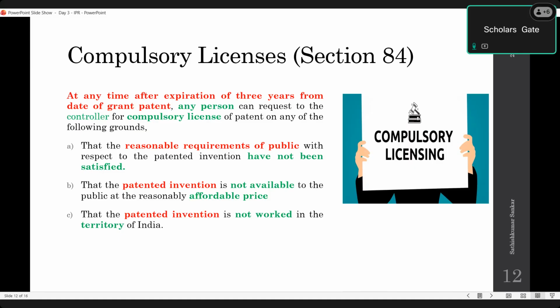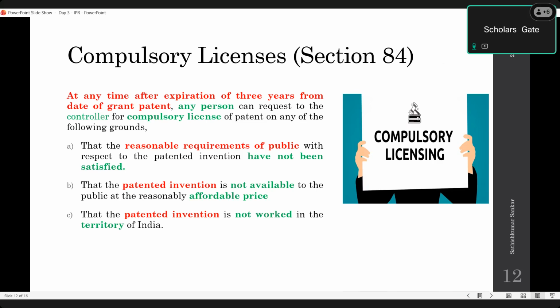The first ground is that the reasonable requirement of the public with respect to the patented invention has not been satisfied. When the patented invention has not satisfied the actual requirement of the public, anyone can request the Controller for a compulsory license under Section 84 of the Patents Act 1970. The second ground is that the patented invention is not available to the public at a reasonably affordable price.